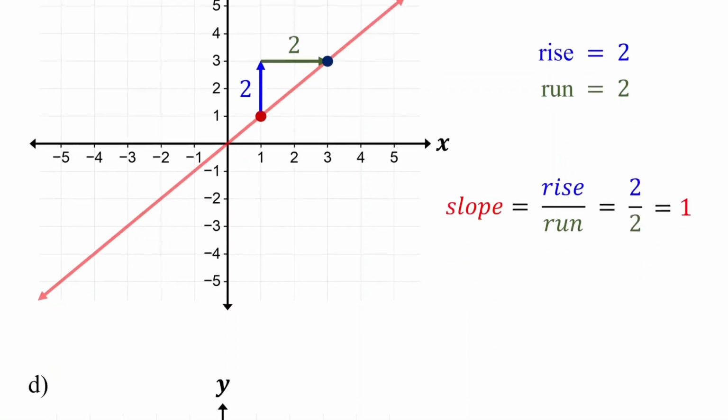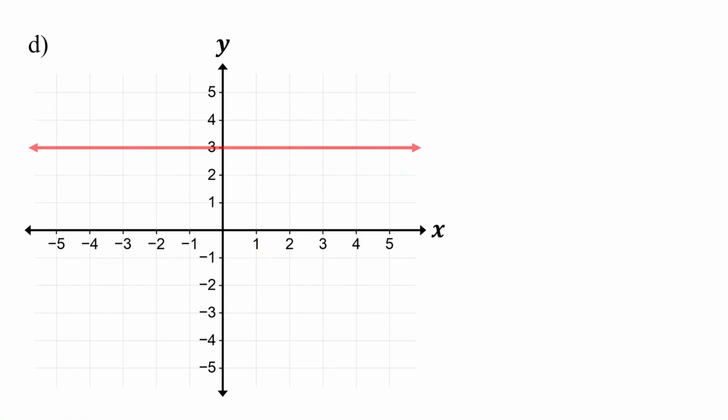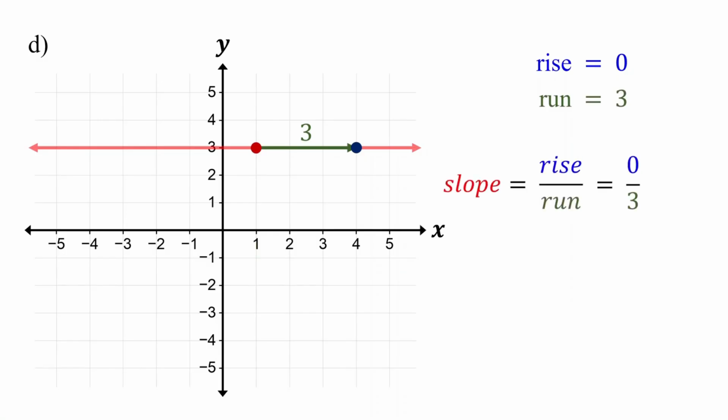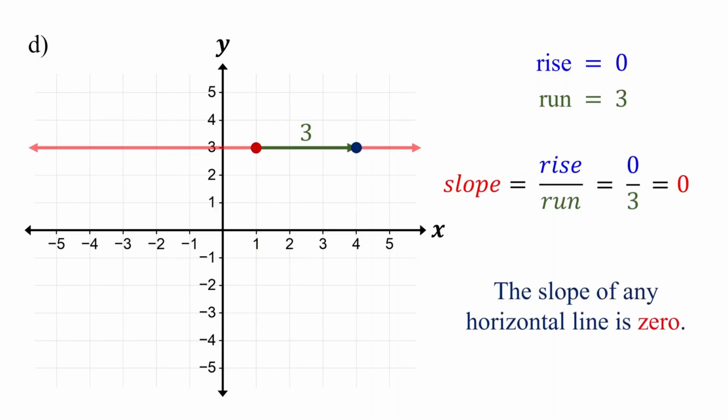Now, what about the slope of horizontal lines? Let's find out. Locate 2 points on the line. Notice that, as we go from the left point to the right point, we don't move up or down at all. So, the rise is 0. But we move to the right 3 units. So the run is 3. Therefore, the slope is 0 over 3, which equals 0, right? A slope of 0 means the line is horizontal. Remember, the slope of any horizontal line is 0.